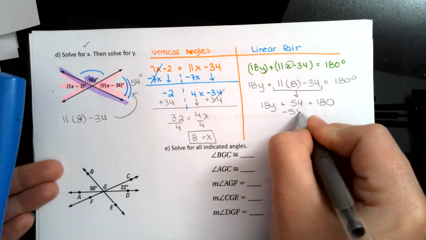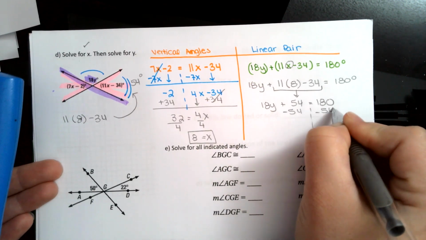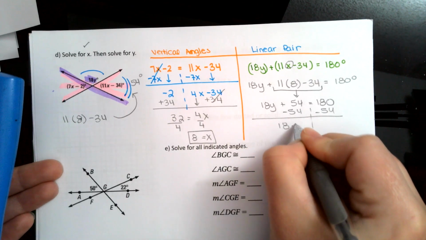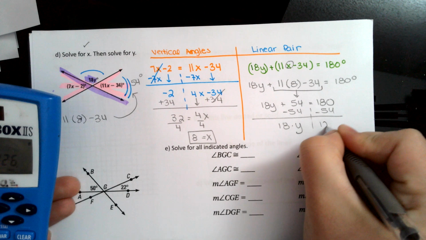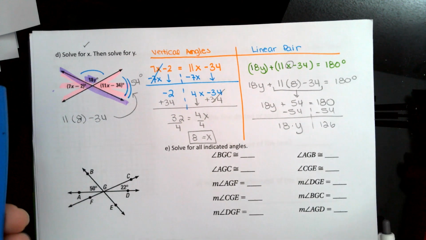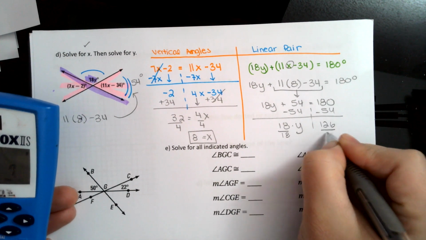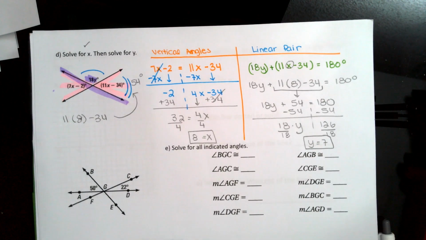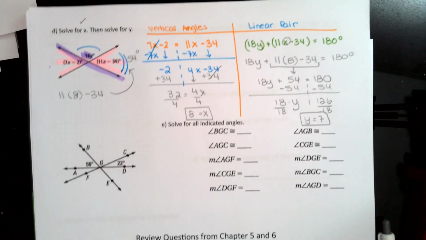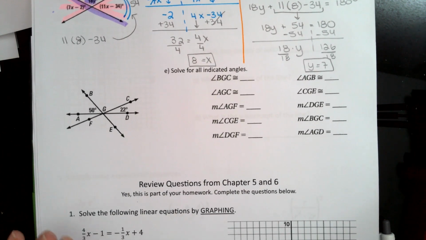Okay, let's go ahead and subtract 54. Let's make sure I don't run out of space. Looking pretty close here. 180 minus 54, that's 126, divided by 18. Y is equal to 7. So it is asking us to solve for x. It is asking us to solve for y. All right, let's go ahead and work on this one.